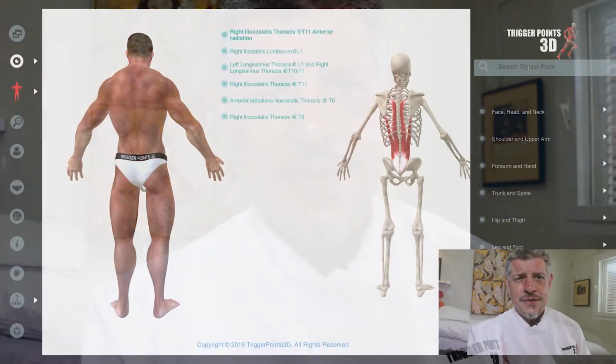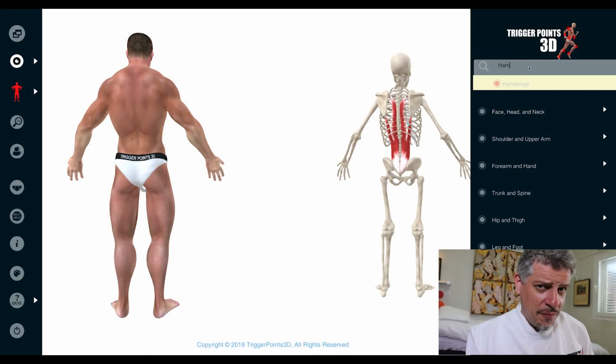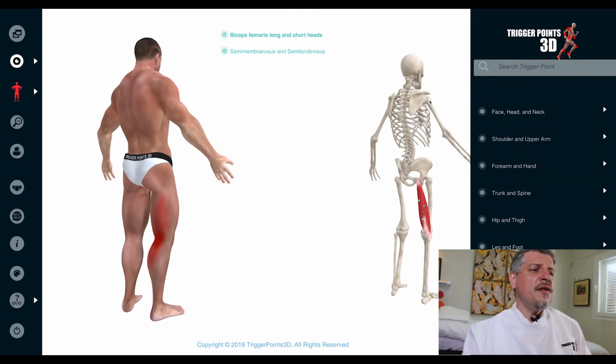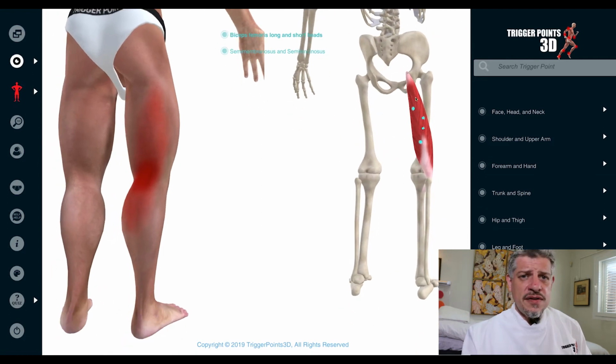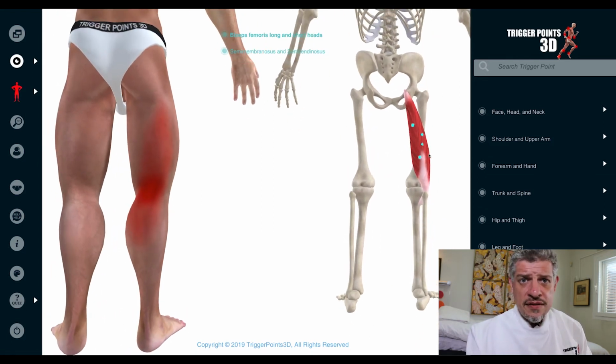The trigger point of the week this week is the hamstring group of muscles, the three muscles that make up the main posterior compartment of the back of the leg. So what we're going to do is search on the software for the hamstring. So here we are, hamstring muscle made from semimembranosus, semitendinosus, and the biceps femoris.